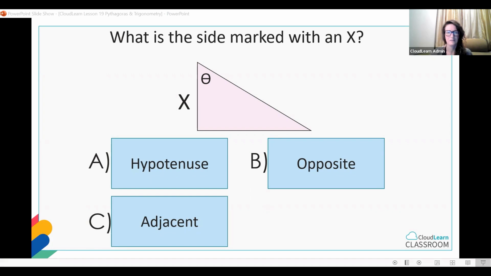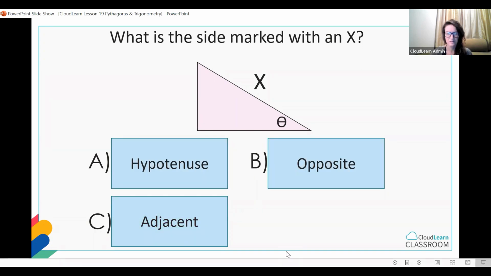There we go. I think it was my fault I didn't end the poll. Brilliant. Yeah, correct. Well done. So the answer there was C, adjacent. Okay. Well done.